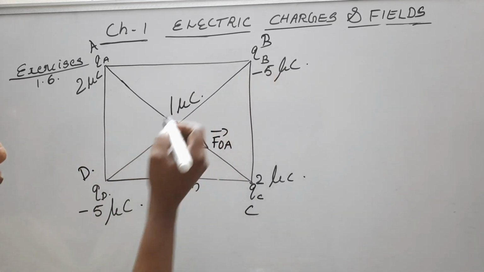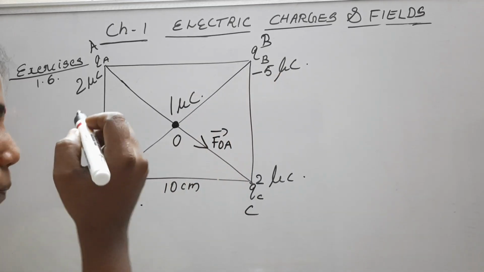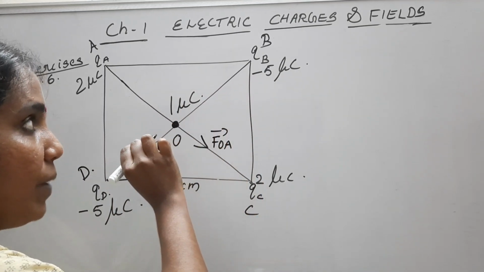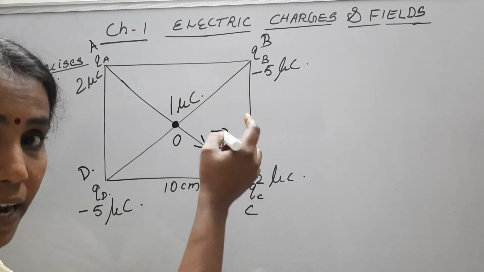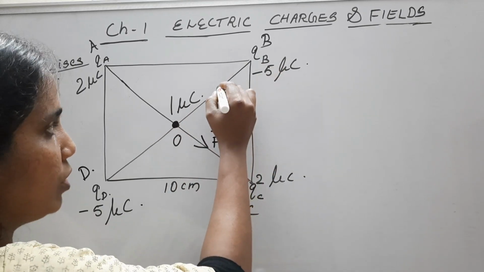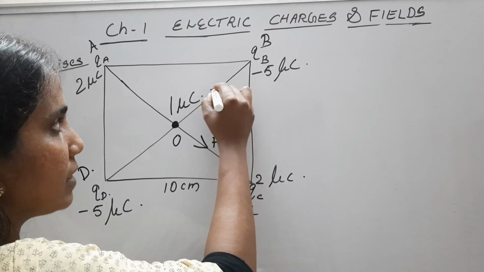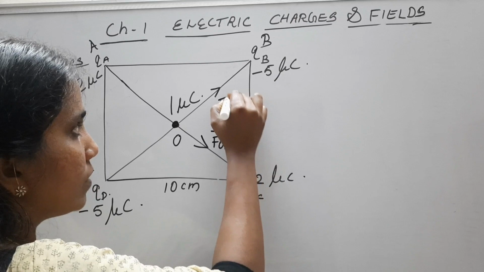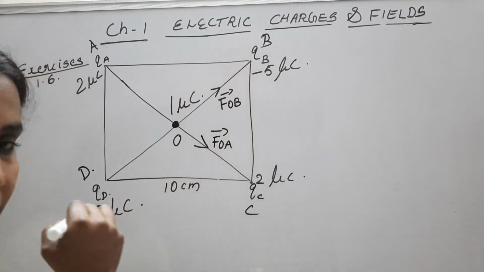Similarly, for the force due to the charge at B, this is a negative charge and this is a positive charge, so it will be attracting. Unlike charges attract each other. So B will attract the charge at O. That force acts in this direction and that is FOB.